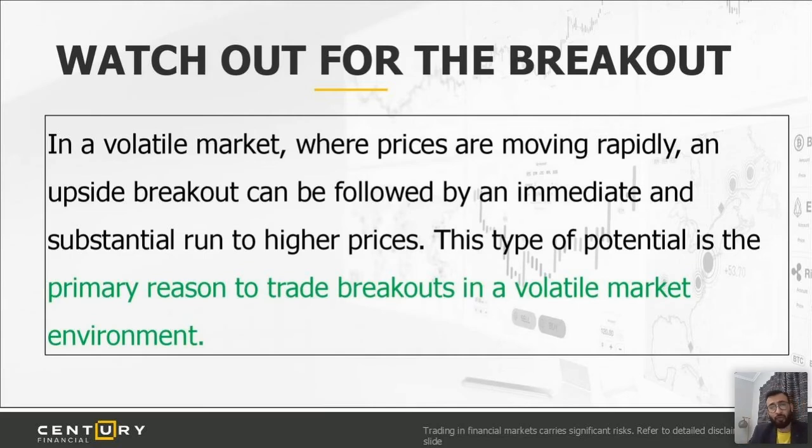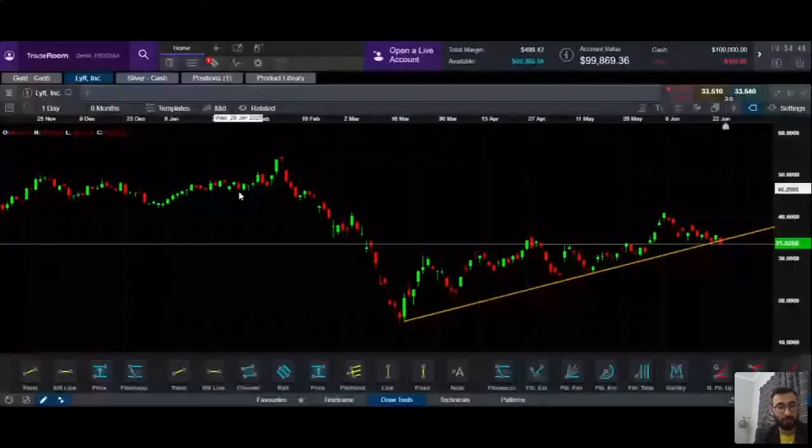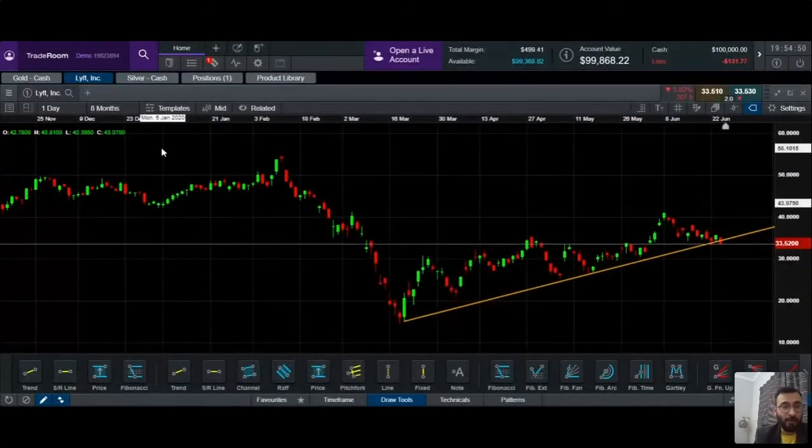Now, why do you have to watch out for the breakout in a volatile market? Because when prices are moving rapidly, an upside breakout can be followed by an immediate and substantial run to higher prices. This type of potential is the primary reason to trade breakouts in a volatile environment. And this is applicable to both sides. I'll give you an example now on the chart directly on the platform. And please keep writing more questions. I'll be able to answer them once the session ends.